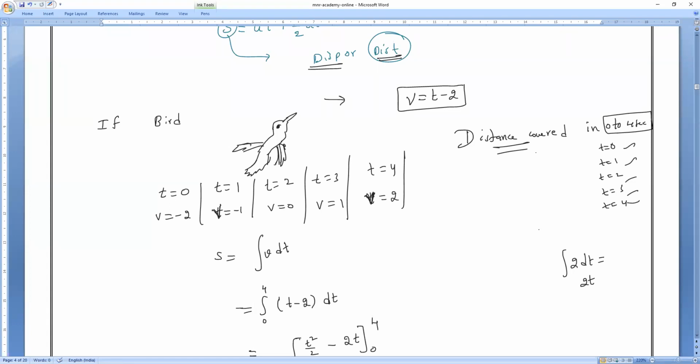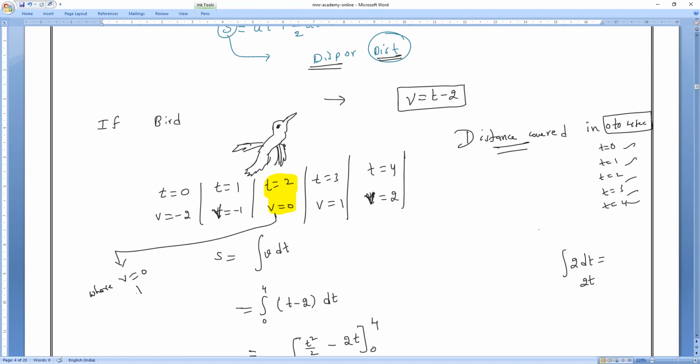How to find distance, everybody? Let us observe very carefully. In this particular case alone, what does the velocity become? Velocity becomes zero. I will give you one point. Keep it in mind: wherever velocity becomes zero, note this point.